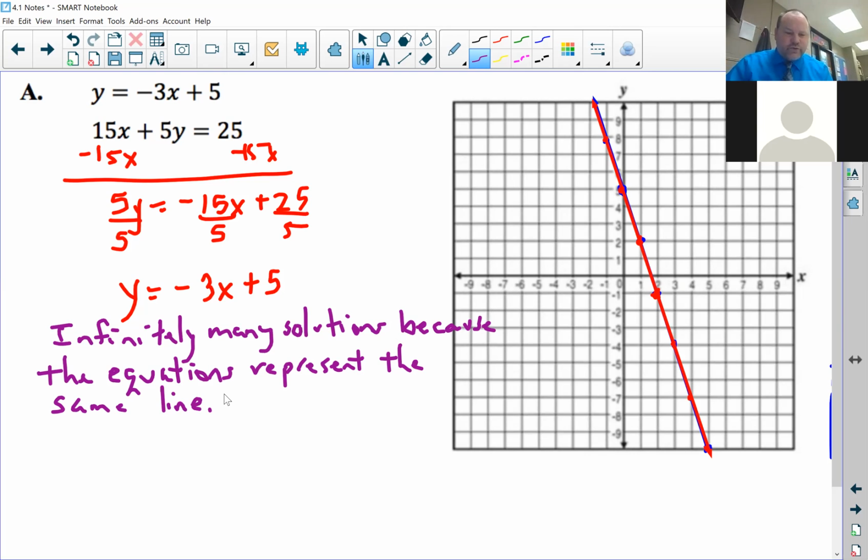Now, if you want to sound really smart, those are called coincidental lines, or the lines coincide. In this case, it's the same line. Every point on that line would be a solution for our system, because every point would make each equation true. So that's one of our special cases: infinitely many solutions when we have the same line.